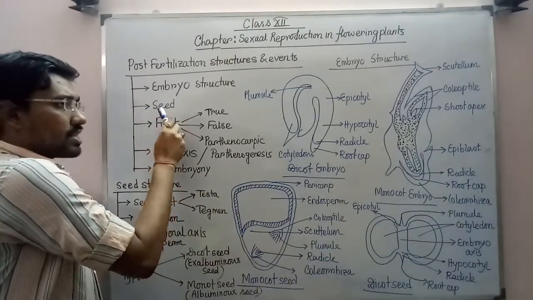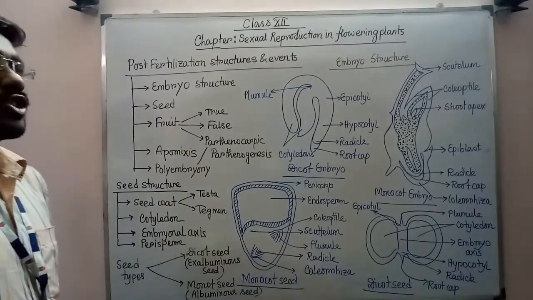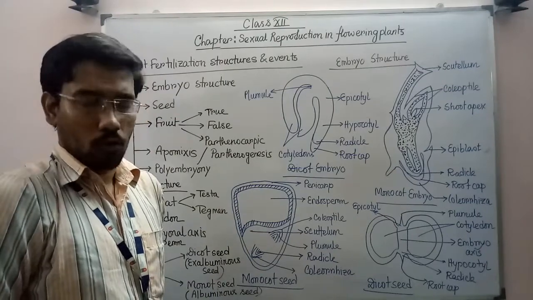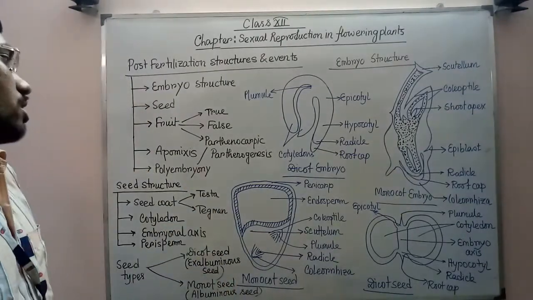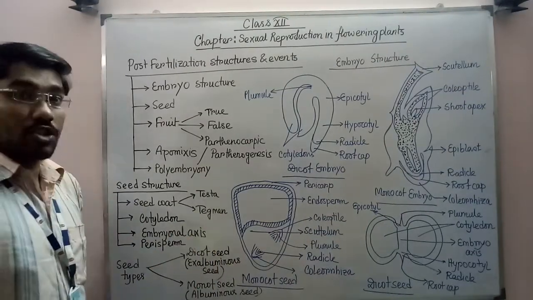Now we are coming to the next point, seed structure. We all know that a seed is a portion present within the fruit, and ovules get converted into the seed after fertilization. So first of all, we have to know about the structure of the seed.